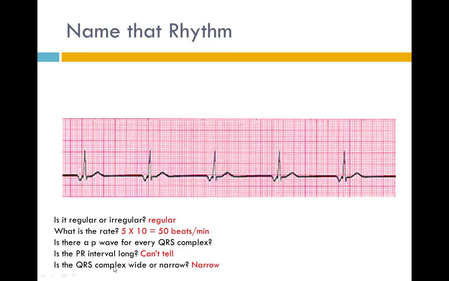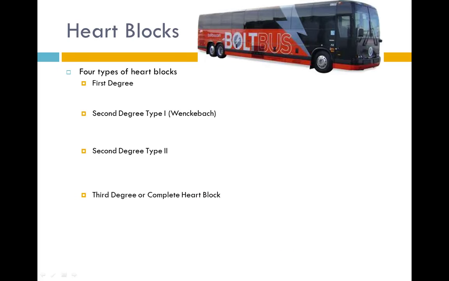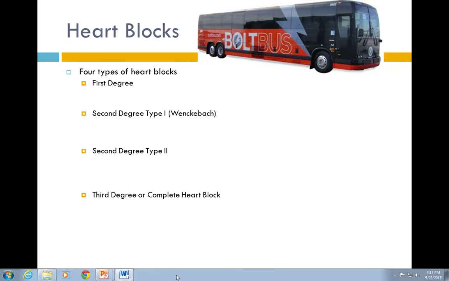And then, is this complex wide or narrow? If I counted it, this is a little blurry, but it would be less than 0.12. So what is this? Well, if it's coming from the junction or the AV junction, we're probably going to name it, you guessed it, a junctional rhythm, because that's exactly where this electrical stimulus is coming from. Okay, junctional rhythm.